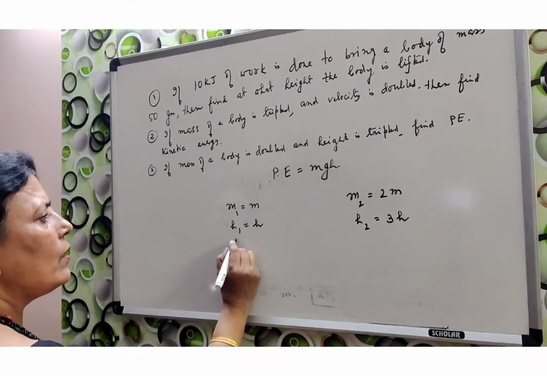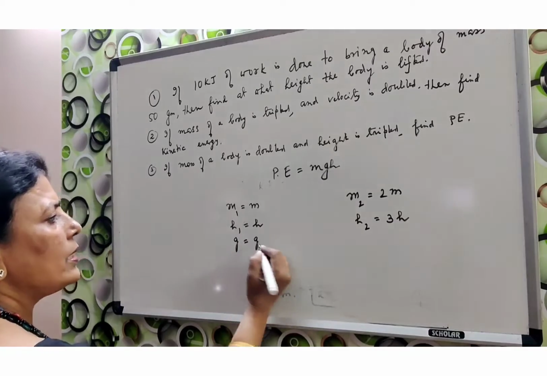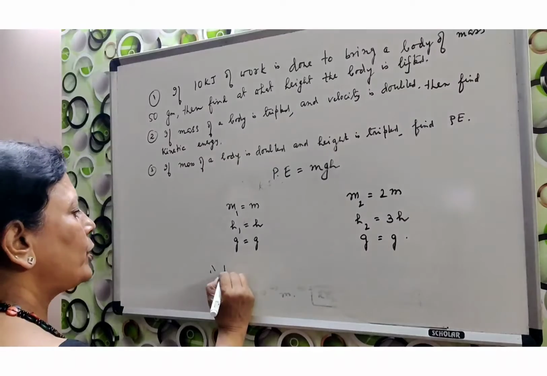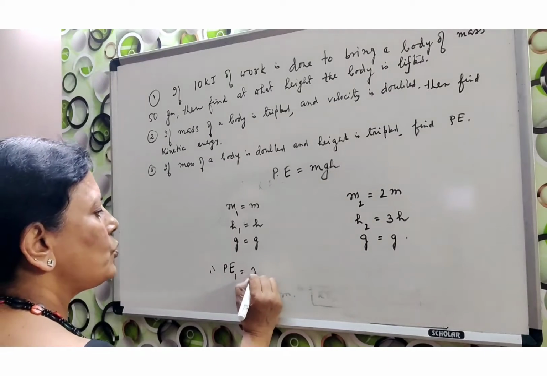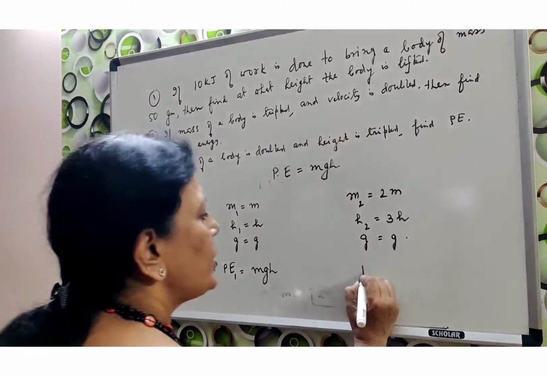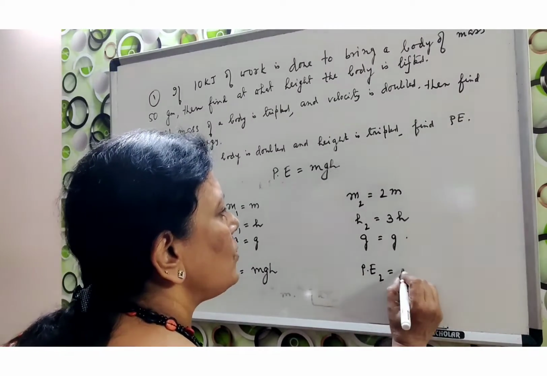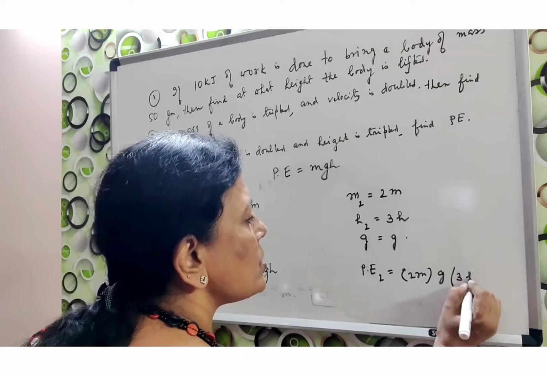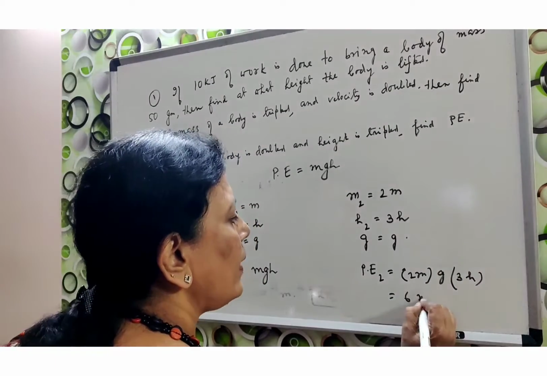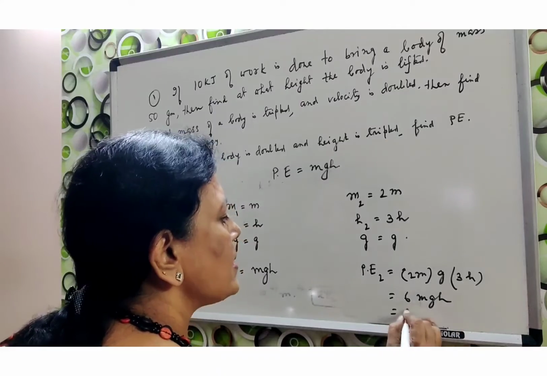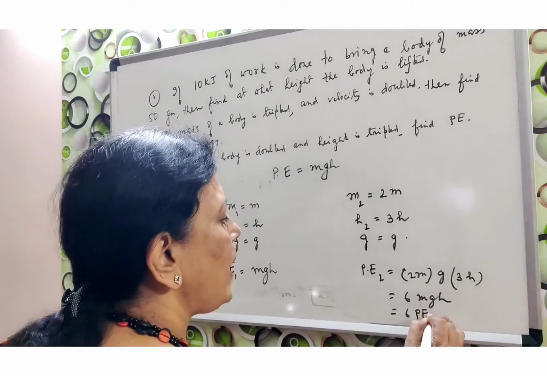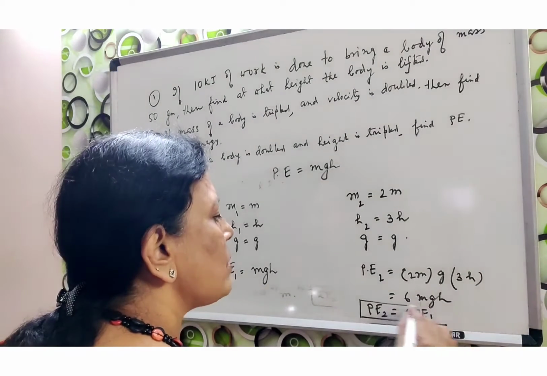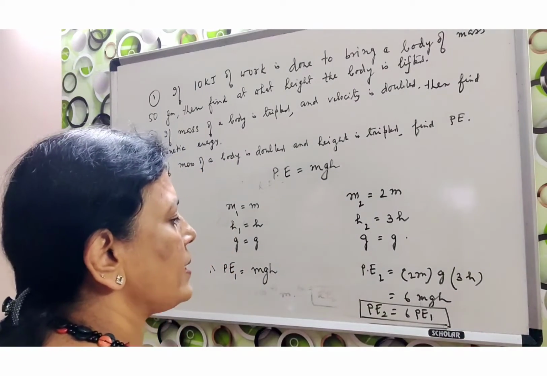Find potential energy. We know acceleration due to gravity is constant, so in both cases g will be g. So potential energy in the first case is mgh, and potential energy in the second case is m means twice m, g means g, and h means thrice h, which is 6 mgh. That implies 6 into potential energy in the first case. So we can say potential energy will be 6 times the potential energy in the previous case.